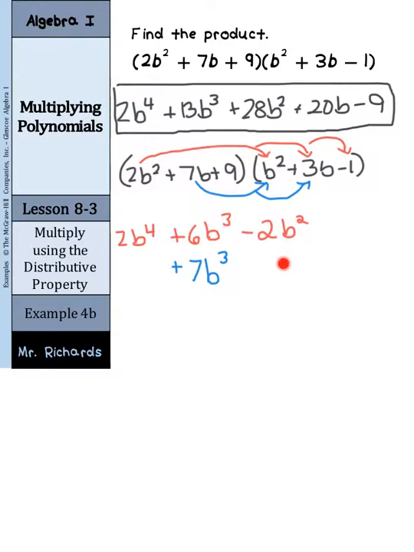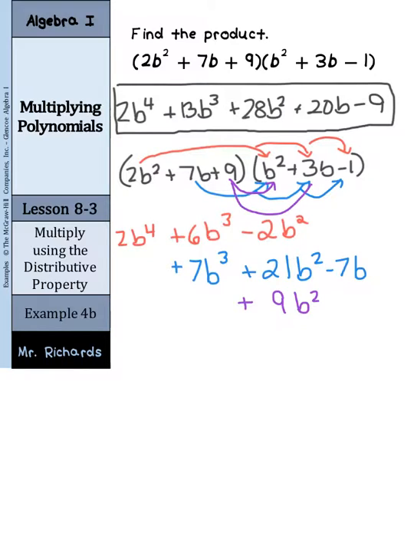Then 7b times 3b is going to be a b squared of some sort, so we'll line it up under our b squared. That's going to be a positive 21b squared. And as we distribute to the last negative 1 here, 7b times negative 1 is negative 7b. Now we have one more term in here that we need to distribute. We're going to take this 9 and distribute to the b squared as our colors start to get really crazy here. But 9 times b squared, that's just going to be in the b squared column. So plus 9b squared.